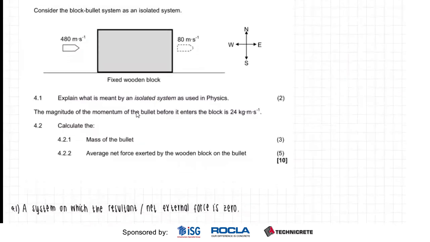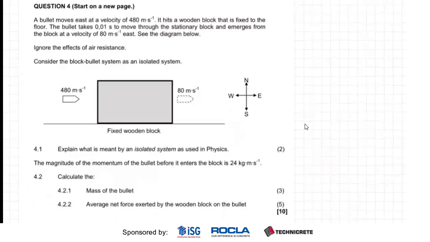So now we go on to the actual questions. They tell us that the magnitude of the momentum of the bullet before it enters the block is 20 kilograms meters per second, 20 kg·m·s⁻¹. Then it asks us, for 3 marks, to calculate the mass of the bullet.